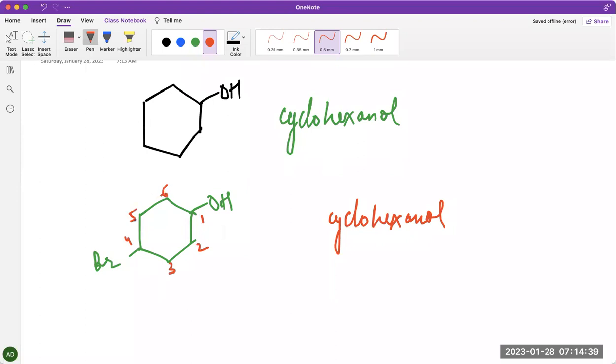You could have gone the other way as well. It will still give you the same numbering. So guys, bromo is sitting at number 4, and the ol is sitting at number 1. So you can call this cyclohexane-1-ol or just cyclohexanol. And before this, we need to put 4-bromo, right? Because the bromine is sitting at number 4. So 4-bromo-1-cyclohexanol. Okay, so that will be the answer for that.